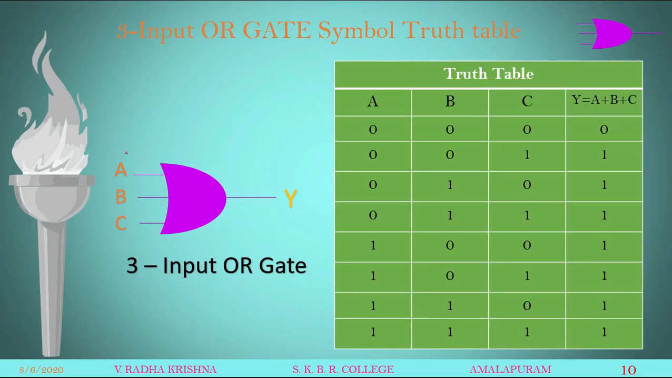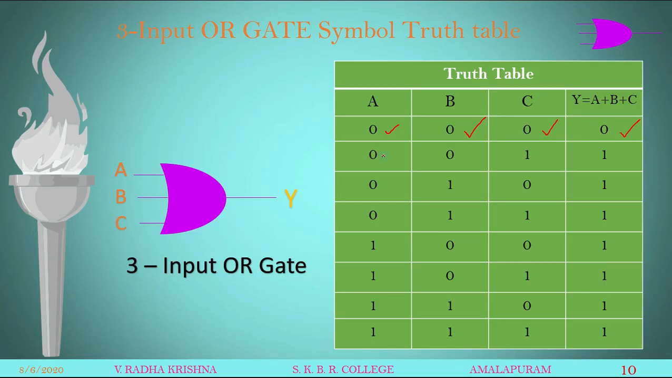Next come to a 3-input OR gate. Here the 3 inputs are A, B, C and output is Y. The Boolean expression for the output of a 3-input OR gate is Y is equal to A plus B plus C, that is sum of the 3 inputs. So let us verify some of these entries in the truth table. First you take A is equal to 0, B is equal to 0, C is equal to 0. By adding these 3, 0 plus 0 plus 0 is 0. Hence output y is equal to 0 for a 3-input OR gate when A is equal to 0, B is equal to 0, C is equal to 0.